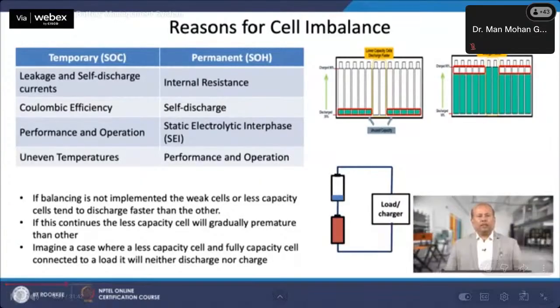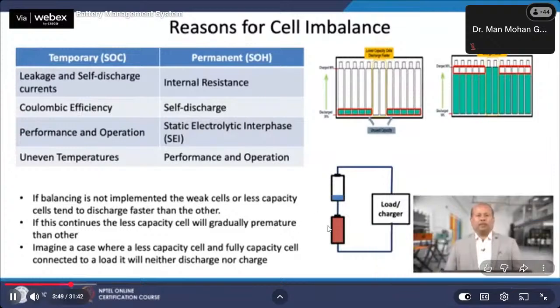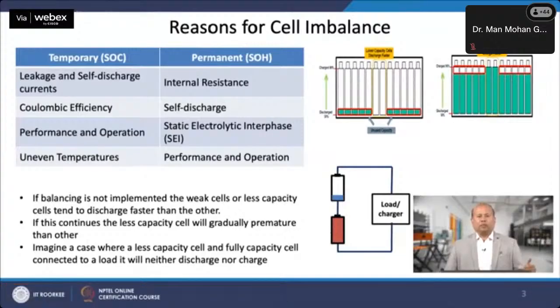The temporary causes of cell imbalance include uneven distribution of leakage and self discharge currents. The difference in Coulombic efficiency, which is a minor imbalance, performance or operation, and uneven temperature distribution.